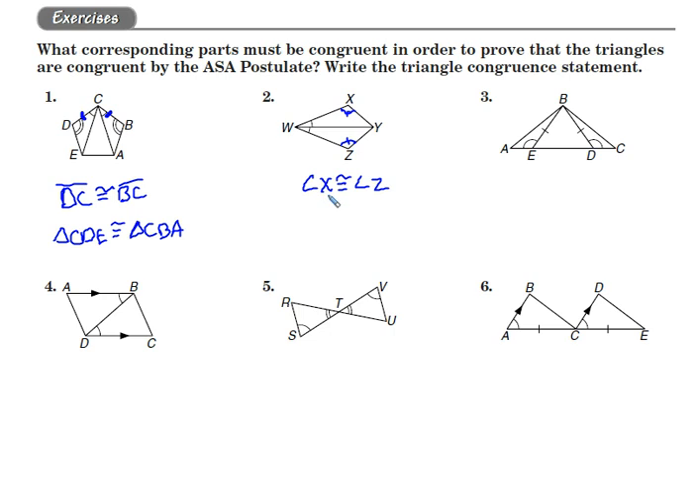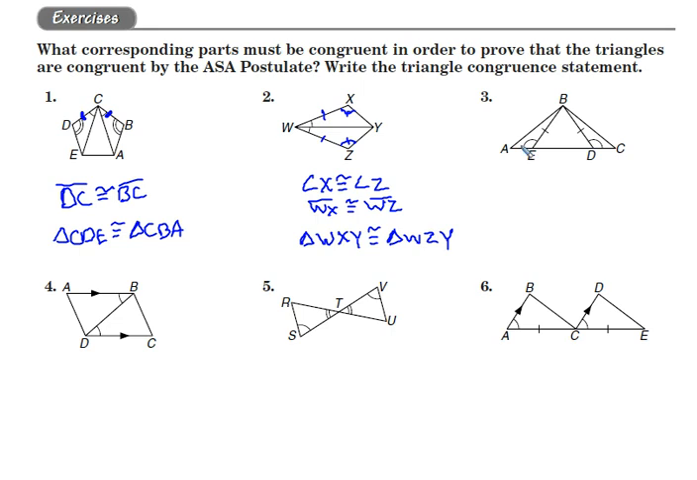And then we also need to point out that segment WX is congruent to WZ. Now that we've established angle side and another angle, we can safely say that triangle WXY is in fact congruent to triangle WZY.